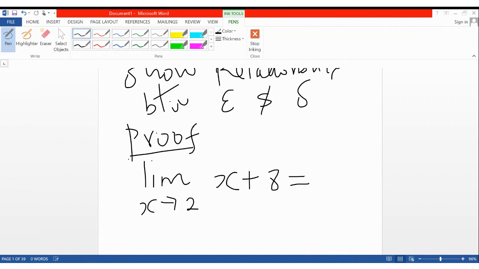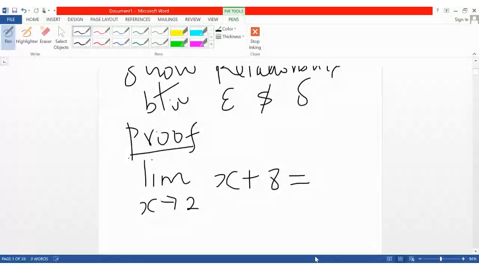So you see now, I've already given you the answer. I'm telling you to prove that the limit as x approaches 2 of x plus 8 is equal to 10. There's no working because I've already given you the answer, so you know the answer is correct. So how do you prove this one? Solution.